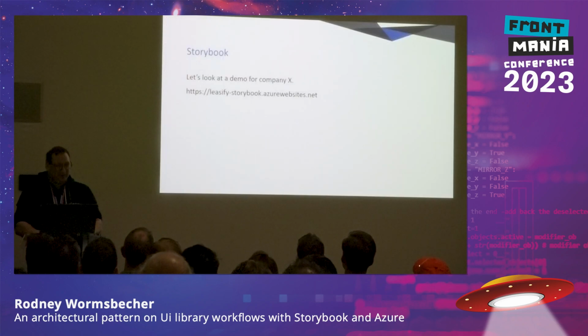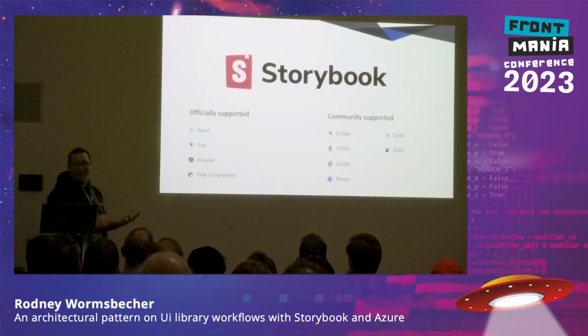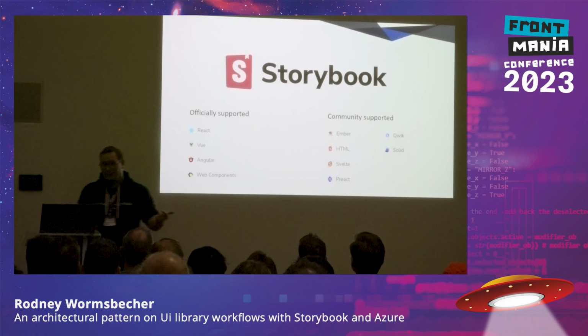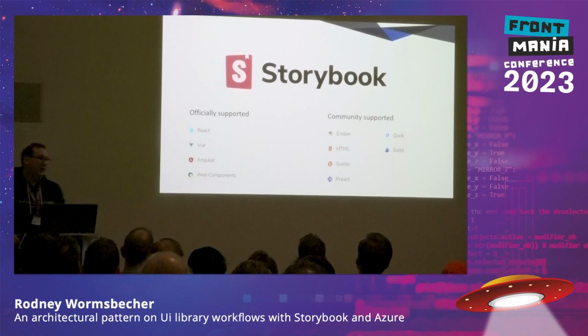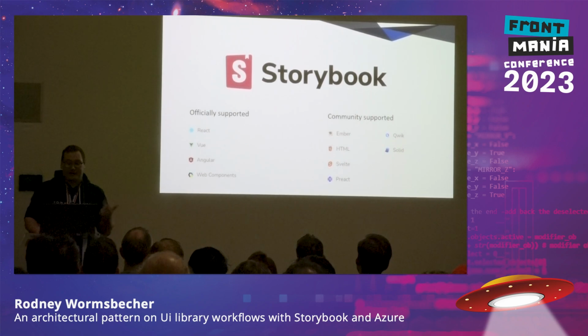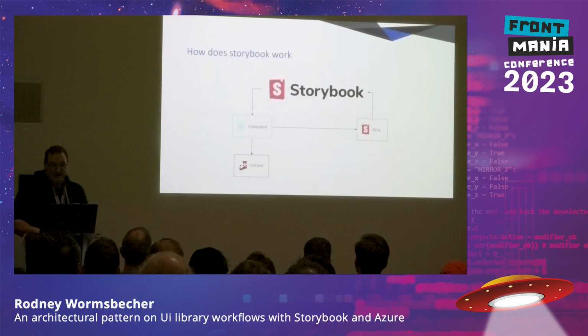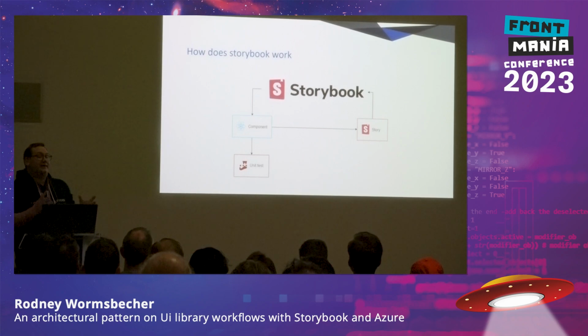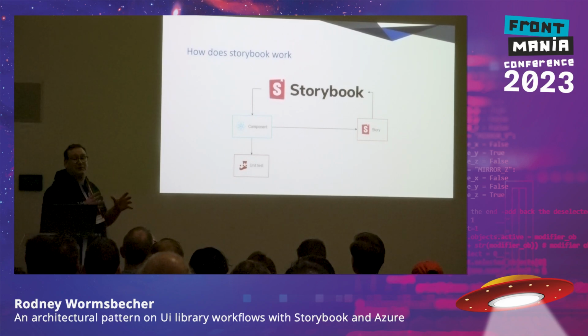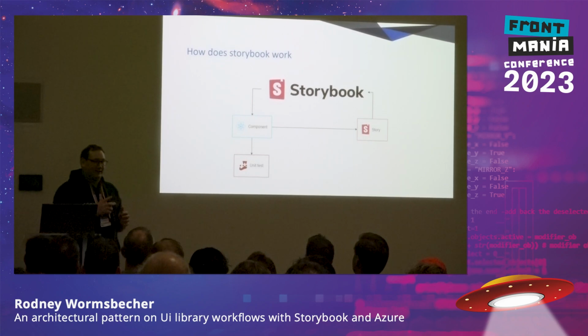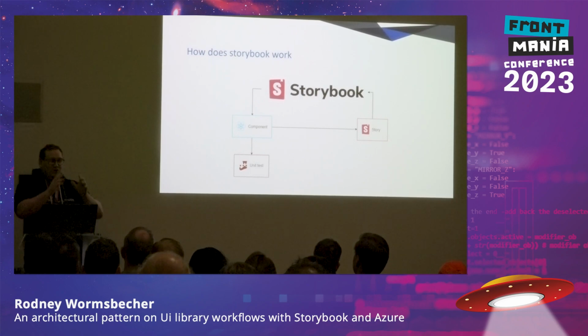So if we go back, there was a company which we don't know the name of. Storybook is officially supported for React, Vue, Angular, web components. However, most of the libraries also have community support, like Ember, HTML, Svelte, Qwik, Solid, and the list goes on. So if you would like to use Storybook, it actually works very simple, but it looks very complicated. And that's like a contradiction. So why is it simple?